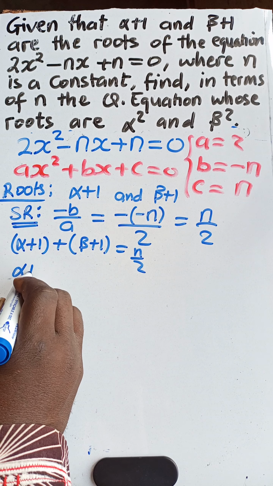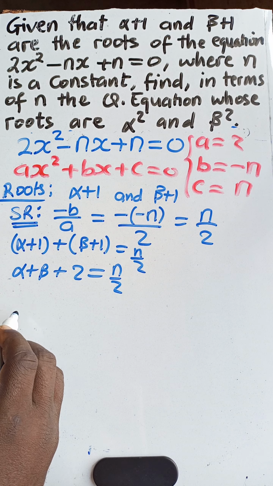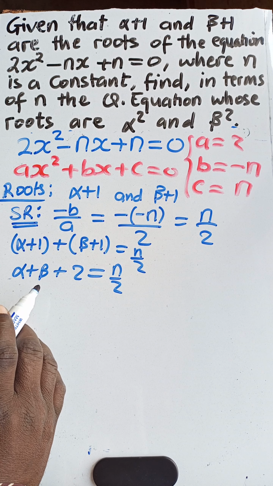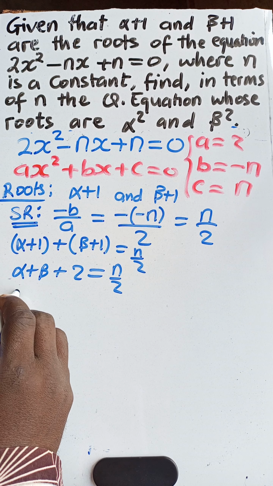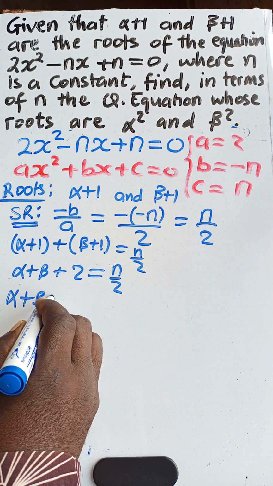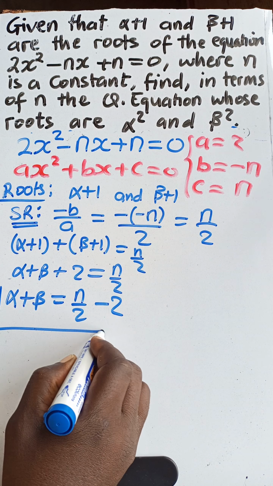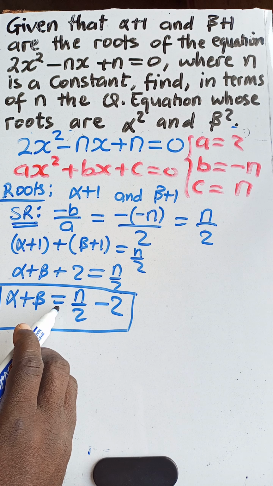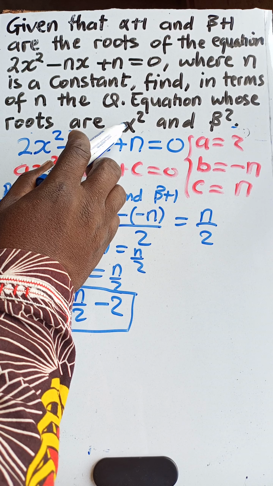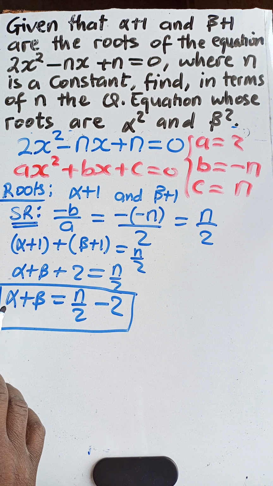Alpha plus beta, 1 plus 1 is 2, is equal to n all over 2. So from here we can have an expression for alpha plus beta. There's a reason for that, I will explain later. So alpha plus beta will be equal to n all over 2 minus 2. We'll need this expression when working out the new quadratic equation with roots alpha squared and beta squared. That is it for sum of roots.